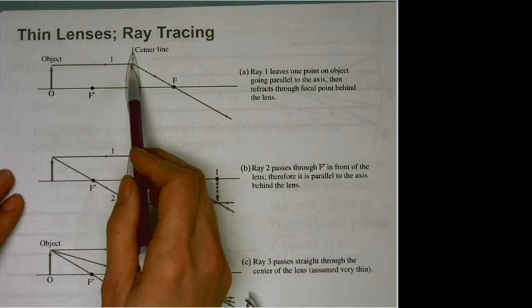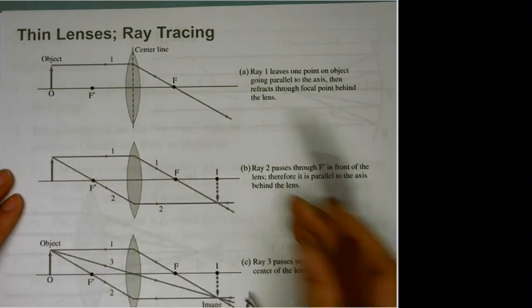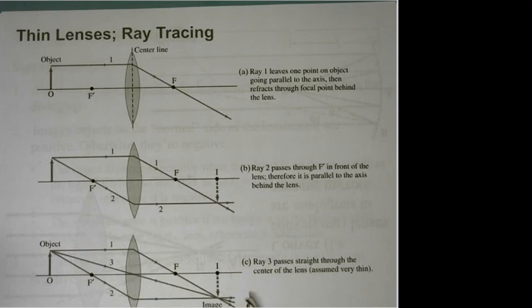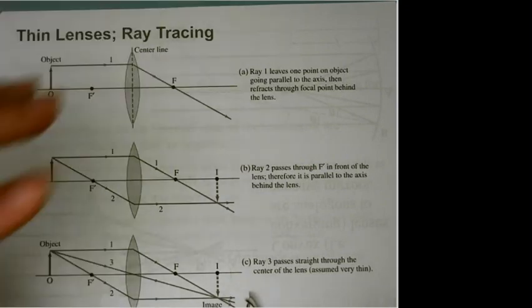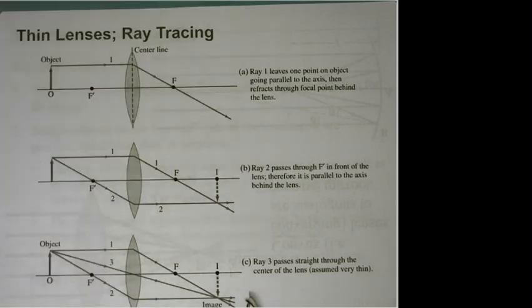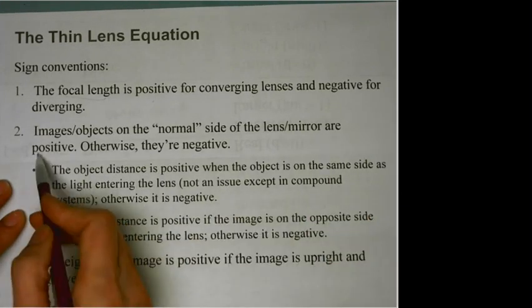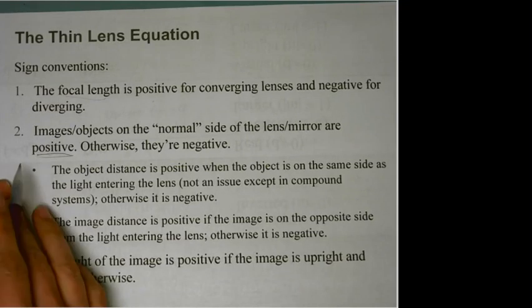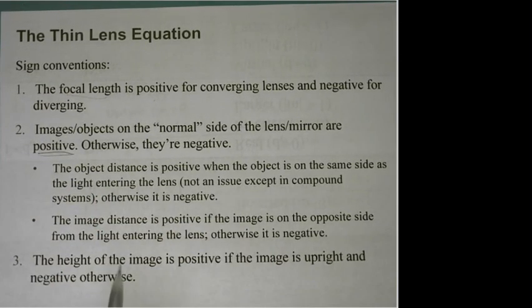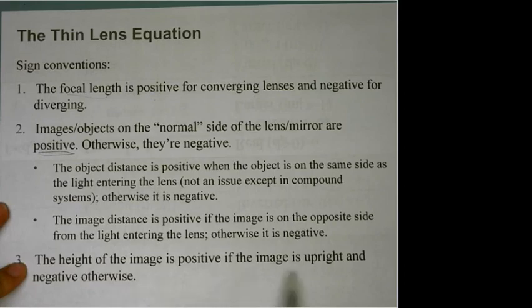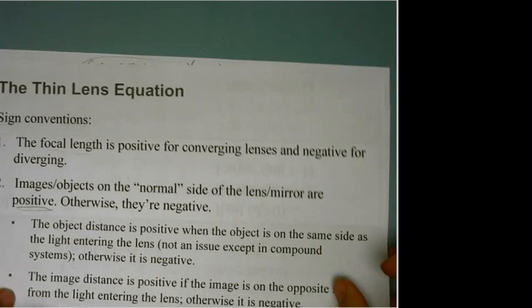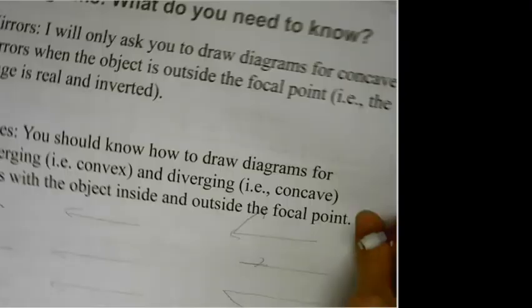They travel through the lens and they converge here. That's a real image. If things are always forming on what you would expect to be the normal side, where you don't have to trace back and see where it seems like those rays came from, then that will always be a positive image distance. If you have to trace back your lines, then you're working with a negative image distance and a virtual image. Okay, and the height of the image is positive if the image is upright and negative if it's upside down.